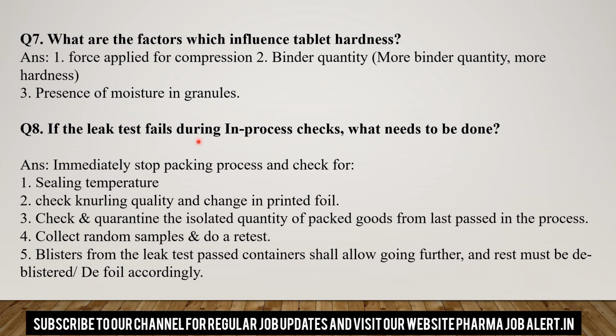So if the leak test fails during in-process checks, what needs to be done? Immediately stop the packing process and check the sealing temperature, check knurling quality and change in the printed foil, and check and quarantine the isolated quantity of packed goods from the last passed in-process check. Collect random samples and perform a retest. Blisters from the leak test passed containers shall be allowed to go further, and the rest must be deblistered or defoiled accordingly.